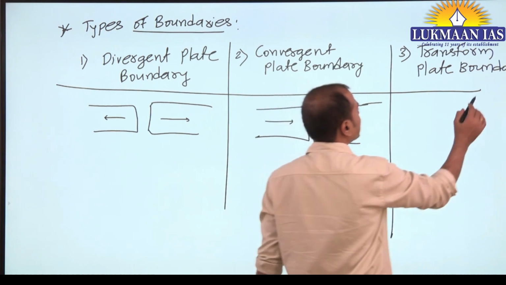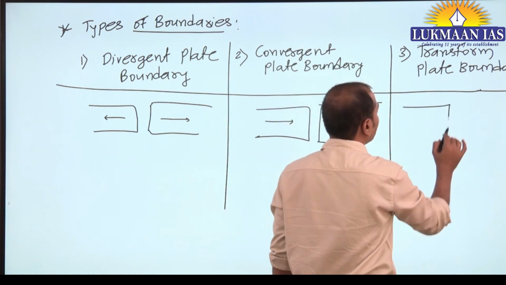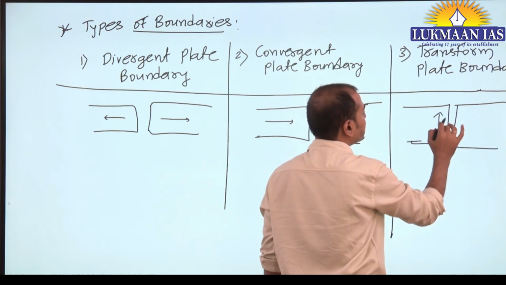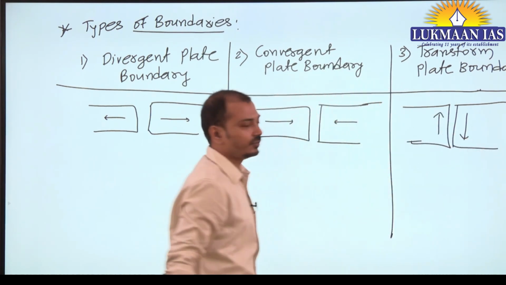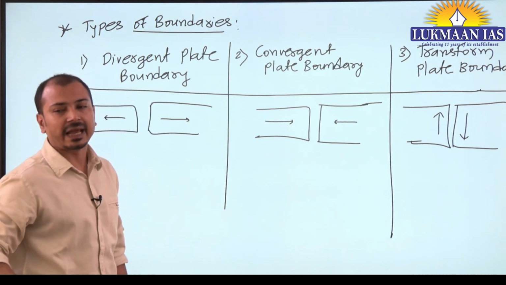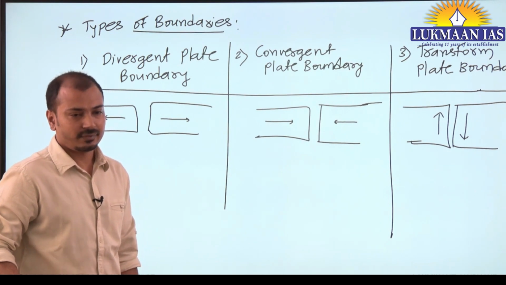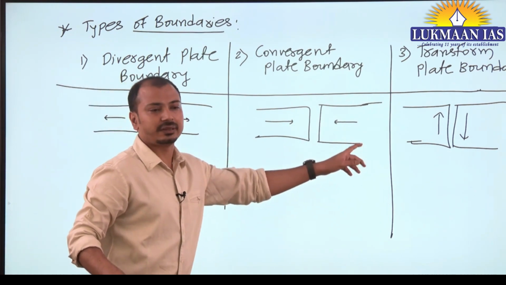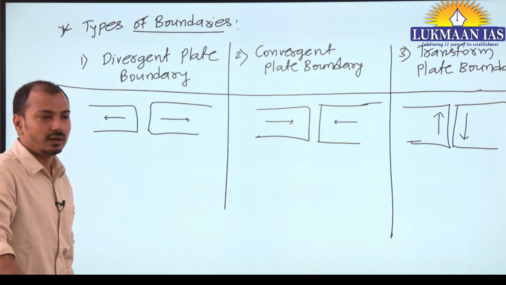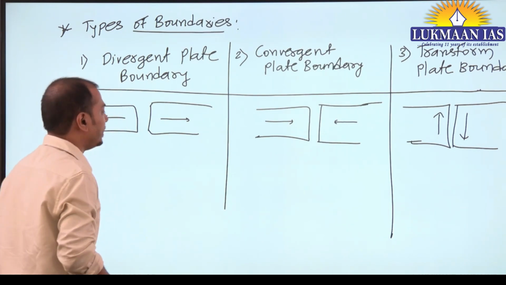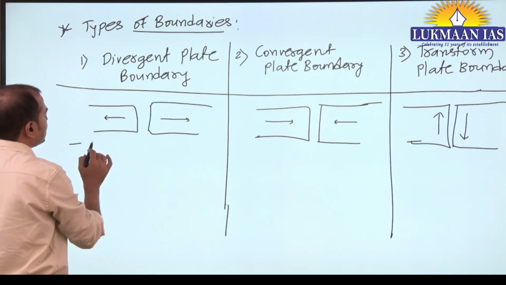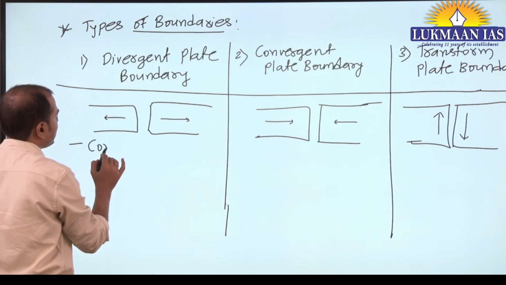And the third one is transform plate boundary. So suppose these are two plates, then one is moving in this direction, other is moving in the opposite direction, so they are sliding past each other. The movement is tangential movement. That will be called transform plate boundary. Okay, so this is how the movement you should know. Now this particular boundary is also called constructive plate boundary.